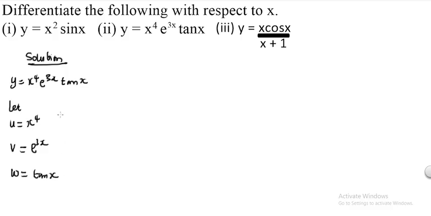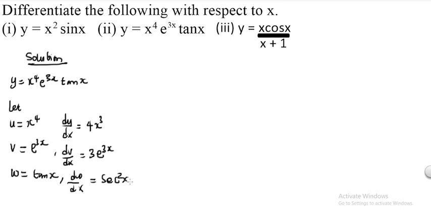Because we're going to need the derivative when using the logarithmic differentiation method, I need to find the derivative of each of these terms. Starting from u, du over dx here is 4x cubed. For this one, dv over dx is equal to 3 exponential 3x. In this case, we used the chain rule. If you don't know how to use the chain rule, I'll leave a link here for you to go and watch the video. And then for the last one, dw over dx is equal to sec squared x.